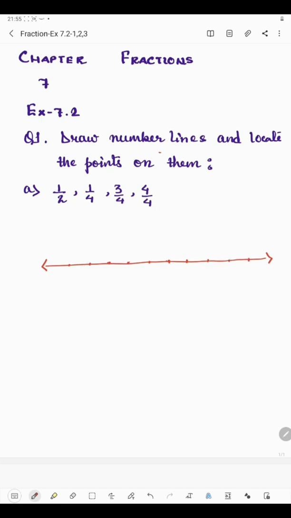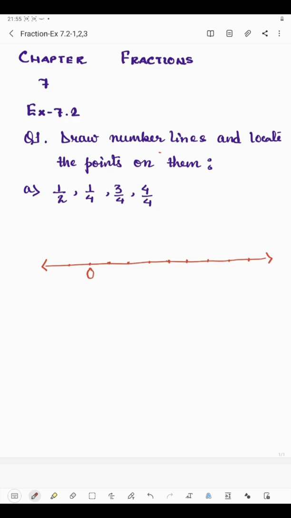Now, here we will mark 0 at first. See, the left hand side of 0 is all negative numbers, but we have to show all positive numbers, so we will have to show the right side of 0. That's why we have kept some place to the right of 0.